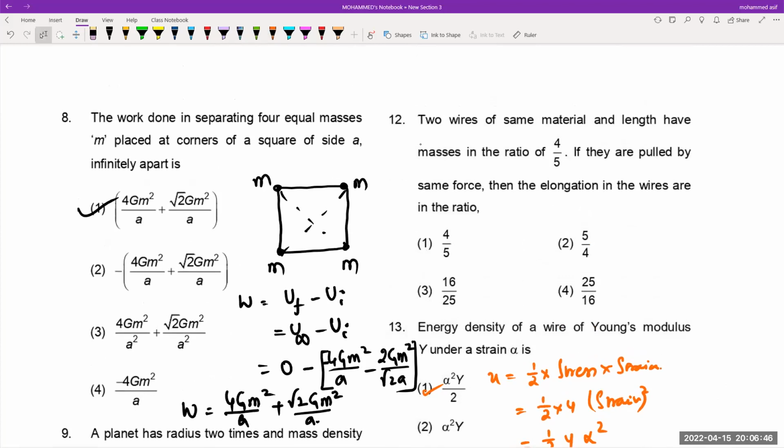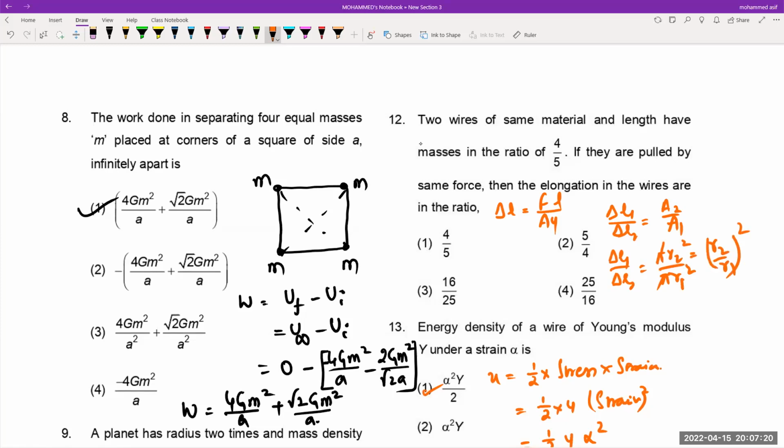Then the next one. ये भी direct question है बेटा. Two wires of same material and length are having masses in the ratio of 4:5. If they are pulled by same force, the elongation will be equal to how much? Elongation का formula delta L is equals to F into L divided by A into Y. That means delta L1 by delta L2 will be equal to A2 divided by A1, inversely proportional to area. यानी delta L1 divided by delta L2 will be equal to pi into R2 square divided by pi into R1 square. Pi will get cancelled. तो ये हो गया मेरे पास R2 by R1 का होल स्क्वायर.